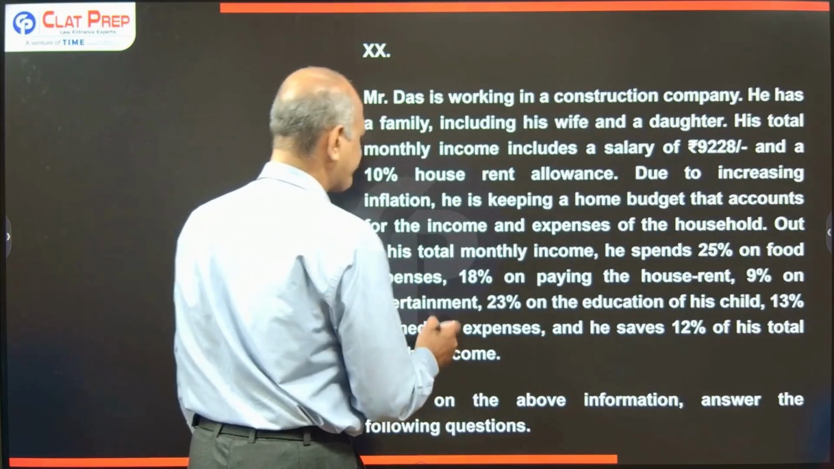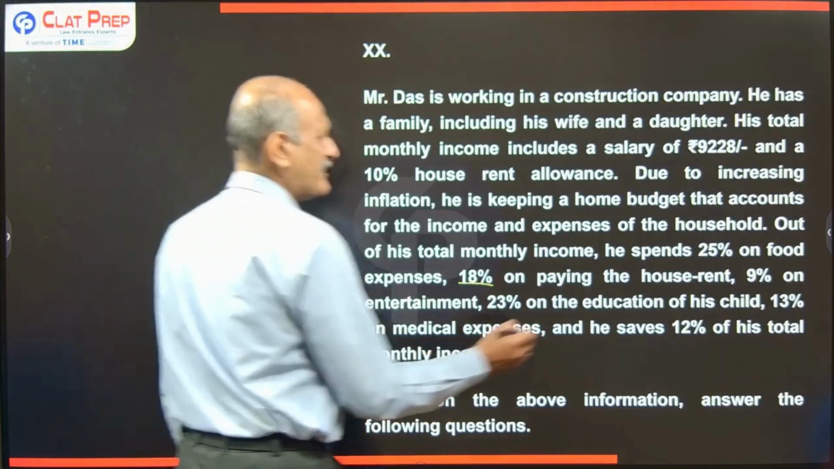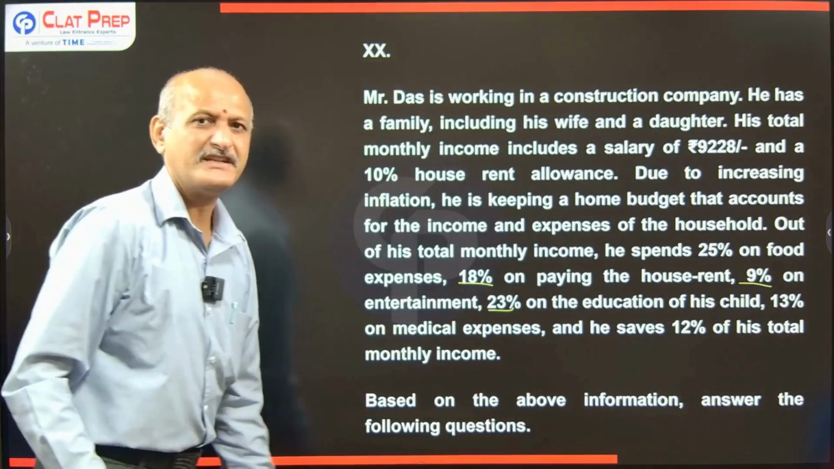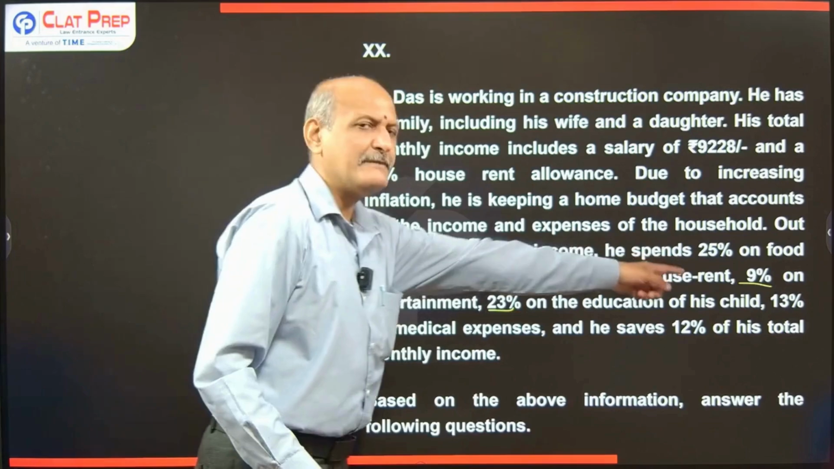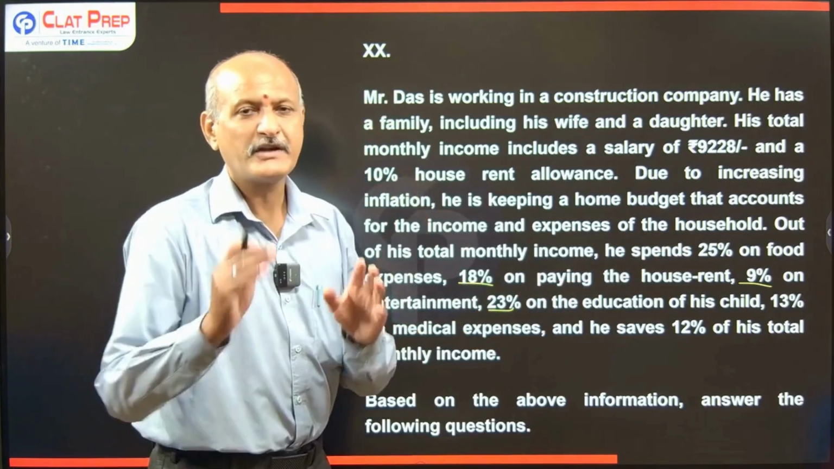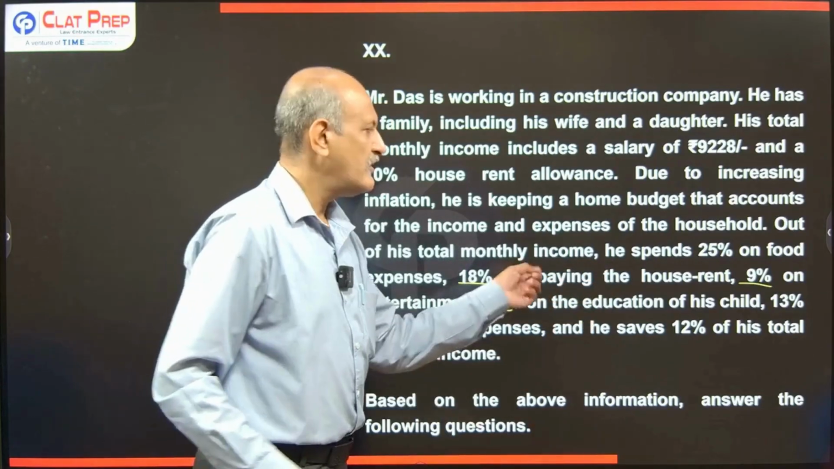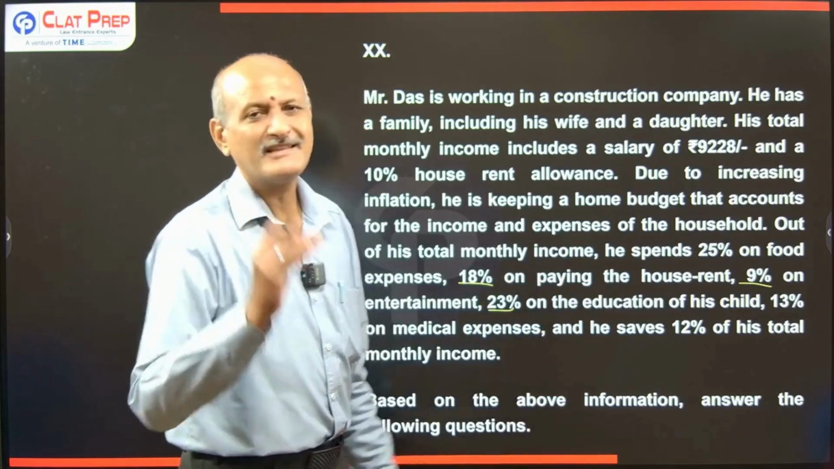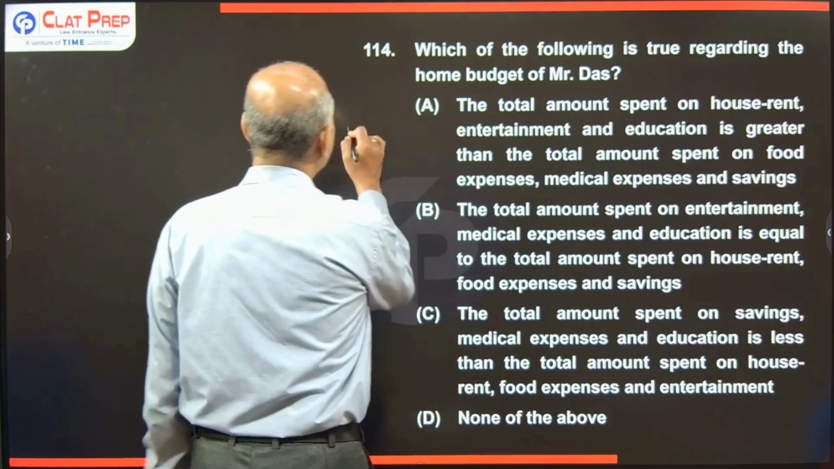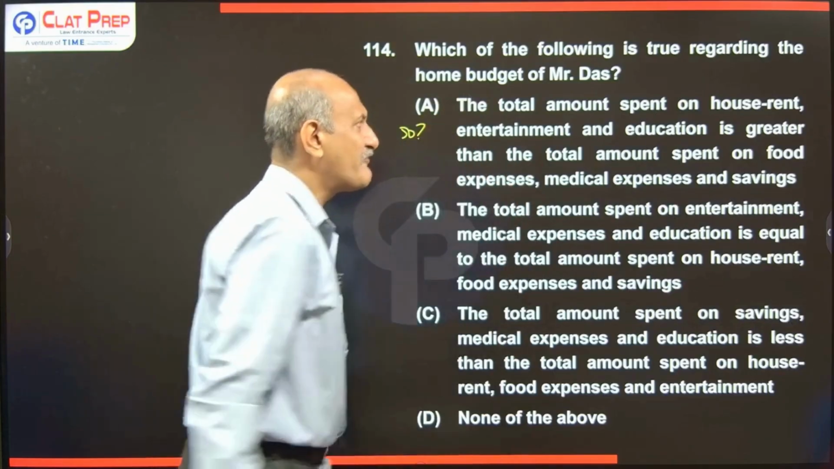For house rent he is paying 18%, for entertainment he is paying 9%, and for education he is paying 23%. Correct? 18 plus 9, how much? 27. 27 and 23, how much? It comes equal to 50. So can I tell 50% he is giving to these 3 categories. So it is understood 50% he would give to the other 3 categories. For the first 3 categories it is 50%, and for the next 3 categories again it is equal to 50%.